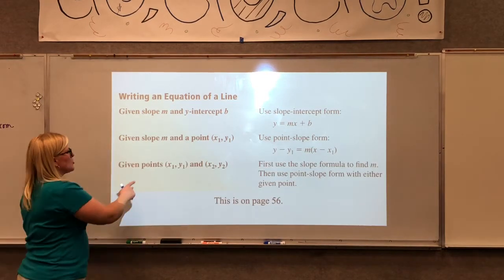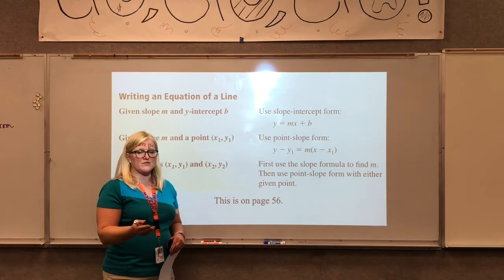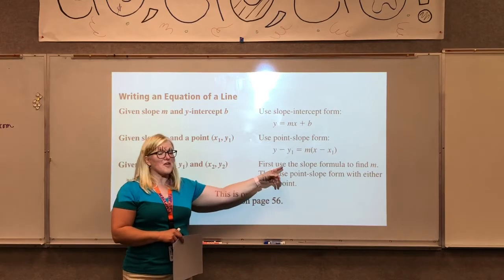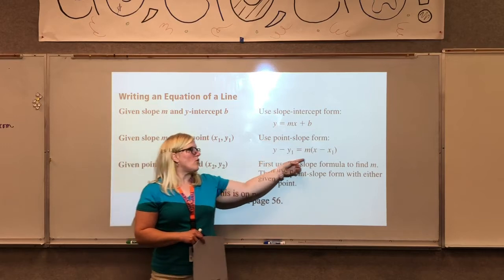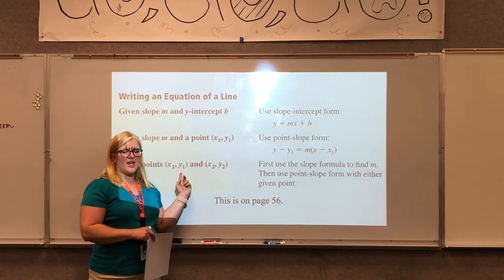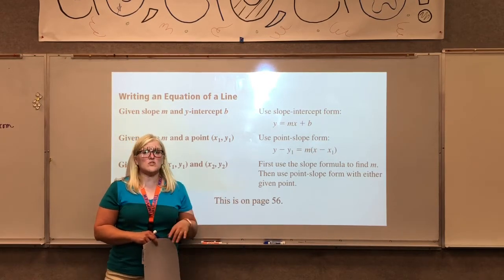Next, if we're given 2 points, first you use the slope formula to find m, and then you use the point-slope form for either of these points. I know I'm going through this kind of fast. You can find this on page 56. Now we'll do some examples.